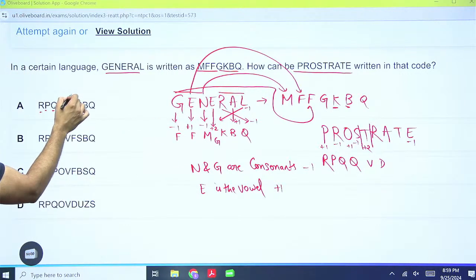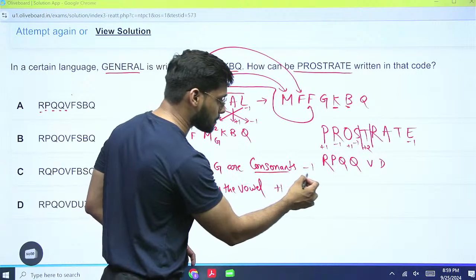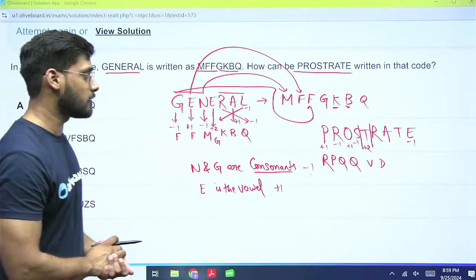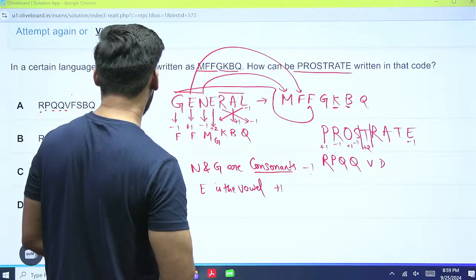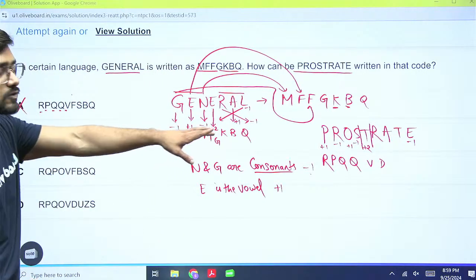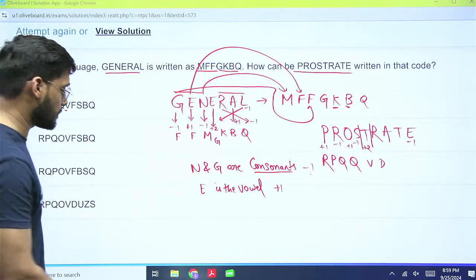Here E +1 is used, which gives F. So the logic used behind it is consonants -1 and vowels +1. This option is eliminated because our pattern is not followed in it. So let's use this pattern, consonant -1 and vowel +1.